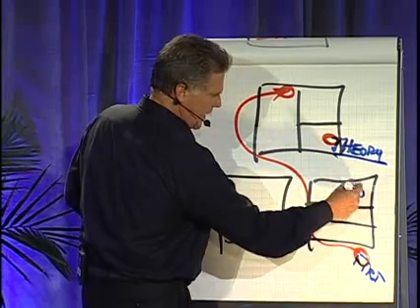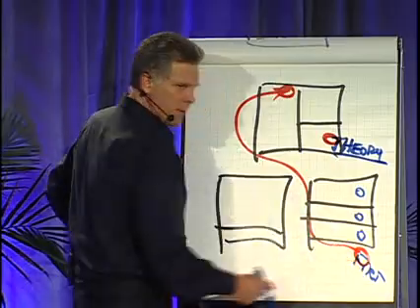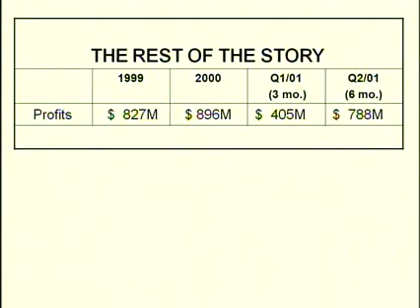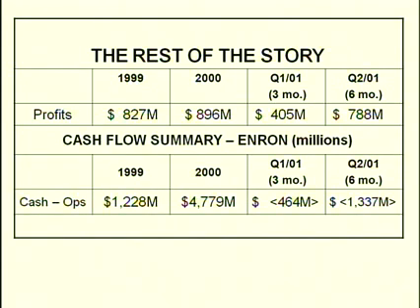Now let's see how they got to the amount of cash that they said they had, because that's factual information. So we'll look at the next slide. The next slide says, you've seen this before, here are the profits. You already saw this one, the profits of $827 million in 1999 and $896 million in 2000. Let's take a look at where their cash is coming from. Well, their cash flow from operations in 99 was plus $1.2 billion. In 2000, it was plus $1.779 billion.